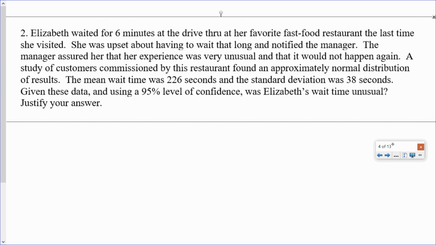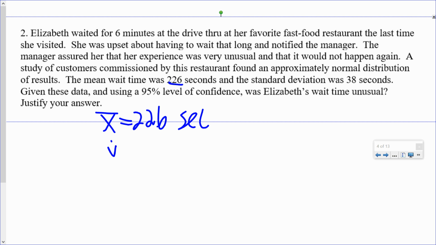Elizabeth waited for 6 minutes at the drive-thru at her favorite fast food restaurant, and the last time she visited, she was very upset about having to wait that long and notified the manager. The manager assured her that her experience was very unusual and it would not happen again. A study of customers commissioned by this restaurant found an approximately normal distribution of results. The mean wait time was 226 seconds, and the standard deviation was 38 seconds. Given these data and using a 95% level of confidence, was her time unusual?